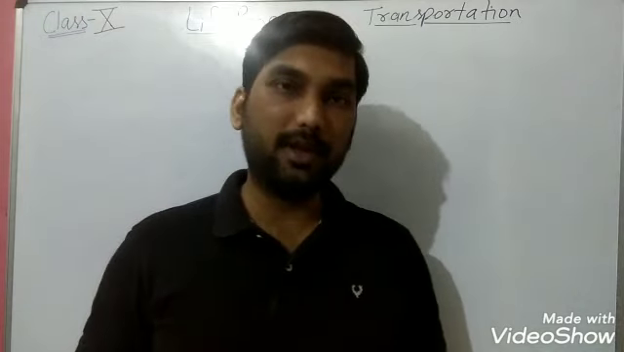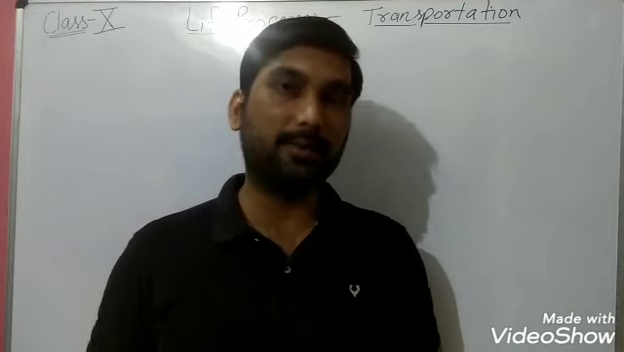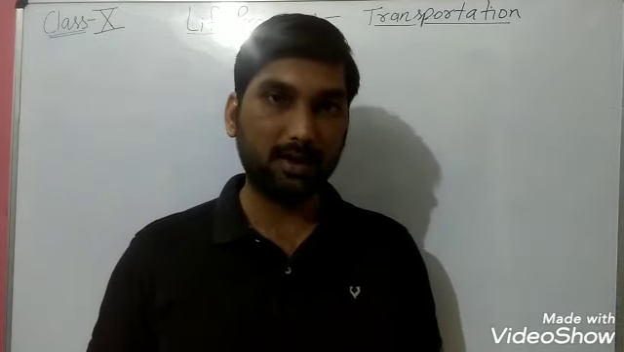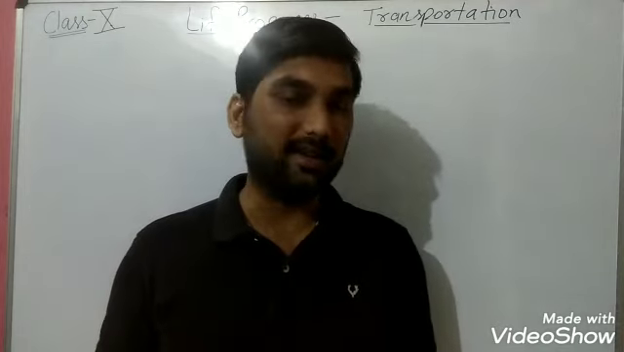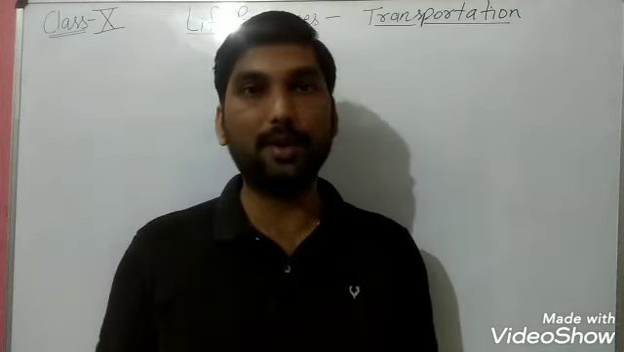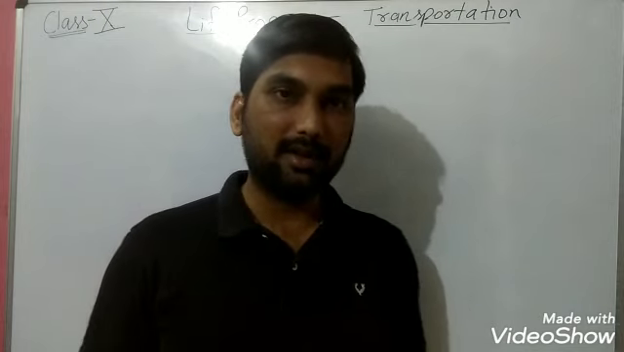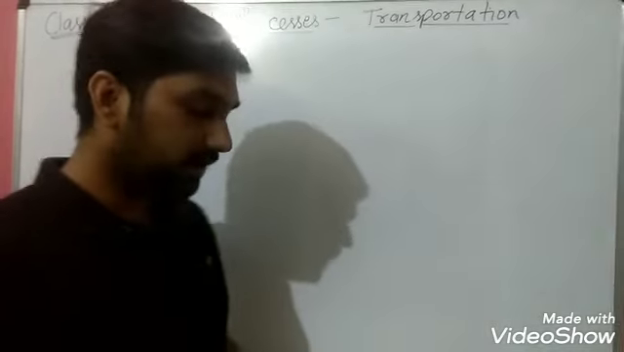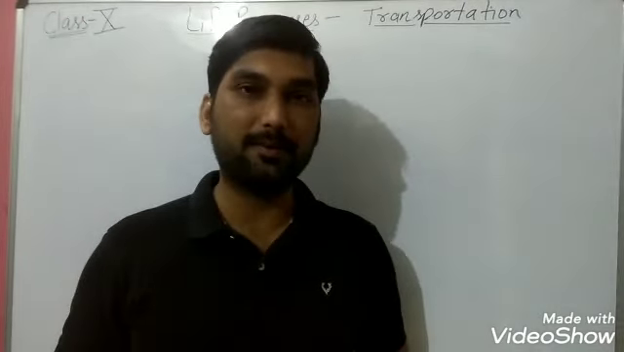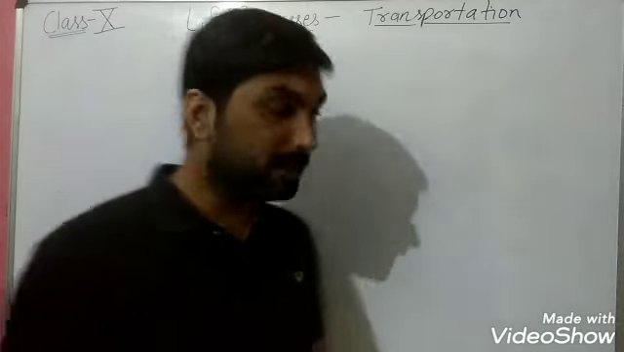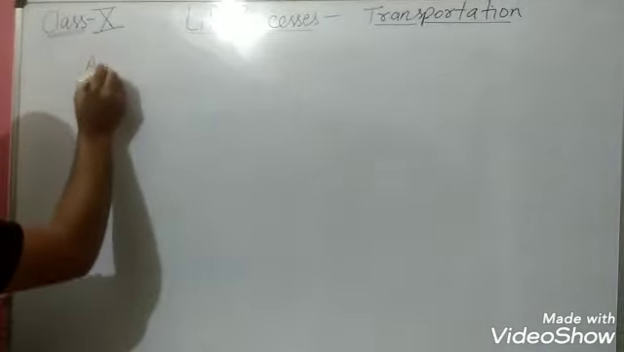In the previous video we completed the components of the human circulatory system, that means the blood vessels and heart. These are the three components which form our circulatory system. Now in this video today we are going to see the last component of our circulatory system, that is heart. And we will see the anatomy and physiology of the human heart.